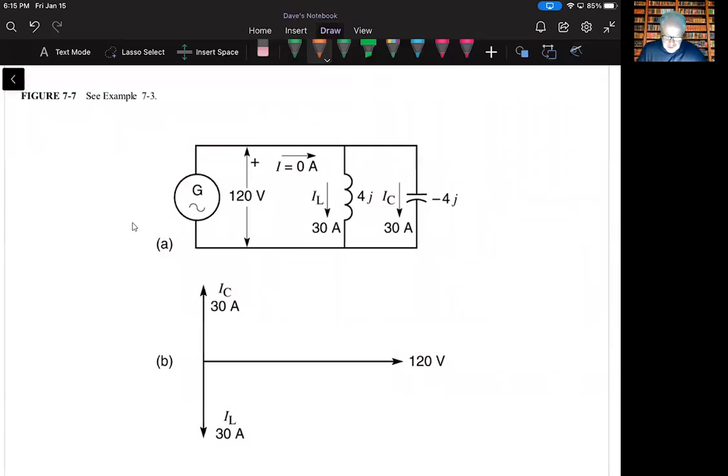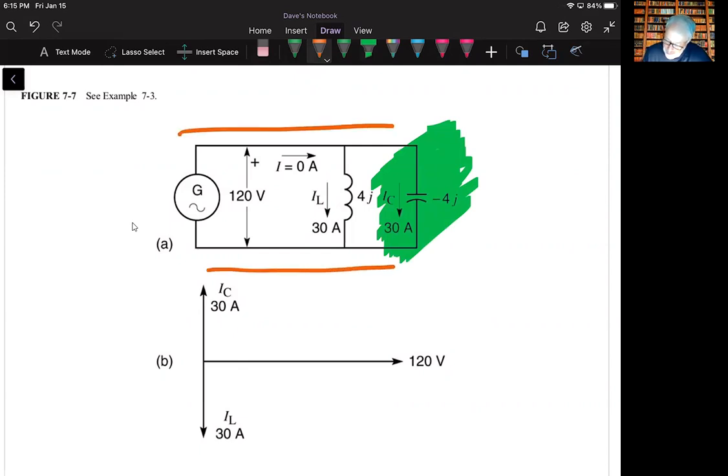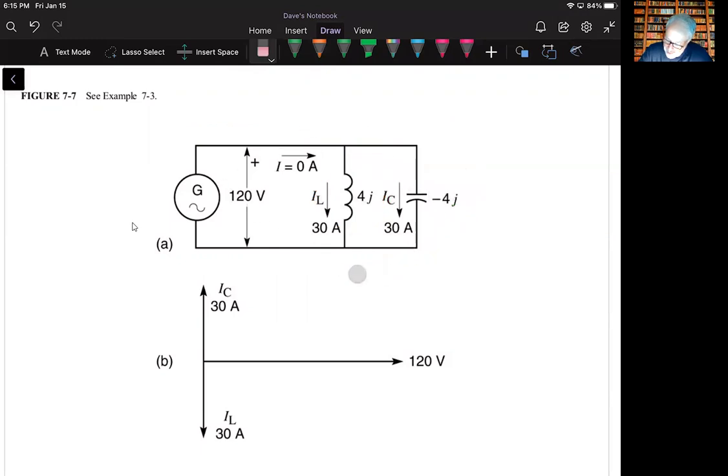Here's our circuit. It looks just like the other one, except now we have added a capacitor. Here is this capacitor element that is added in parallel to the inductive element. As you can see, that capacitor is seeing 120 volts, and here's our inductor, and it's still seeing its 120 volts. That's the only change we've made to the circuit. We simply added a capacitor.